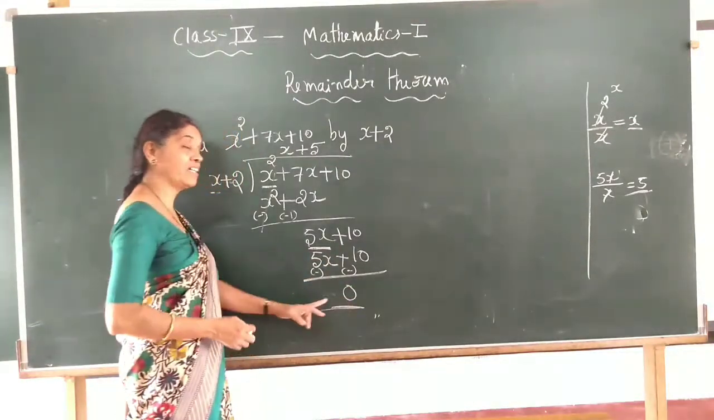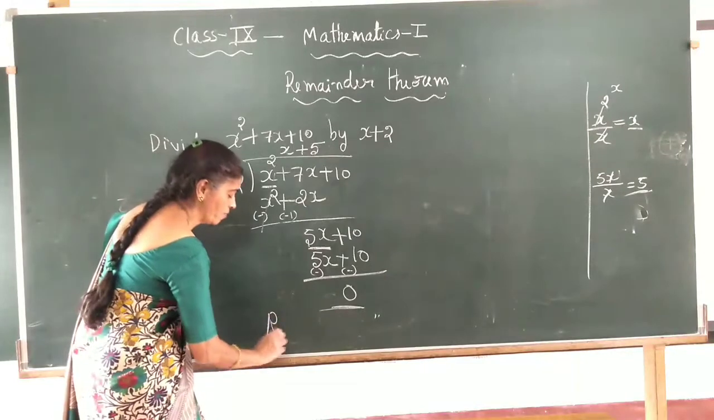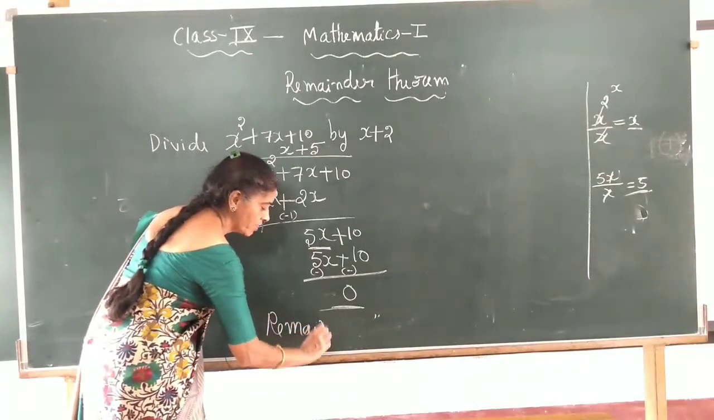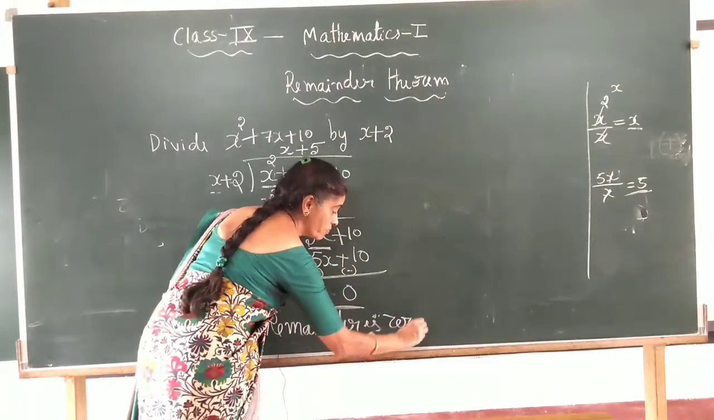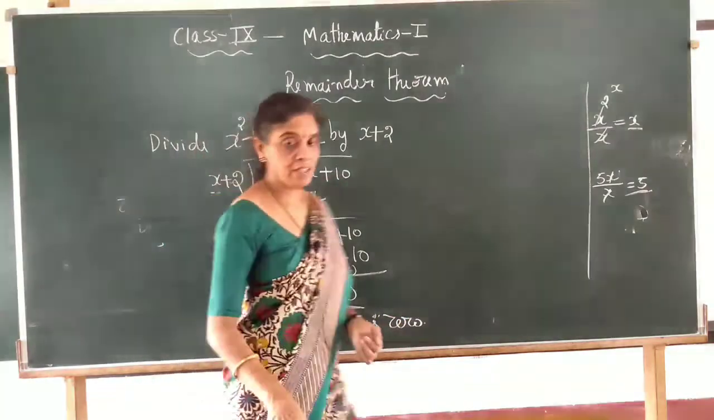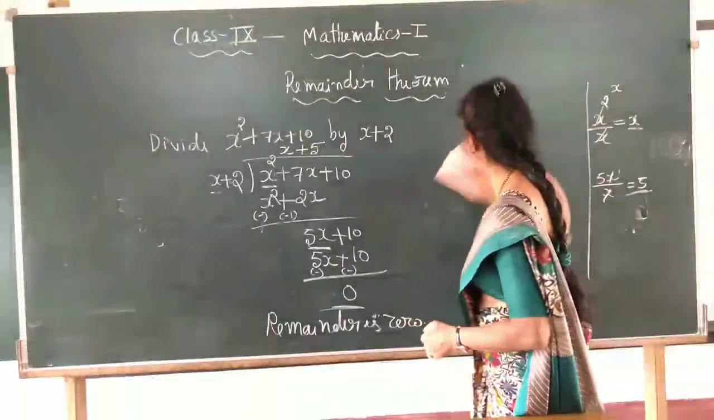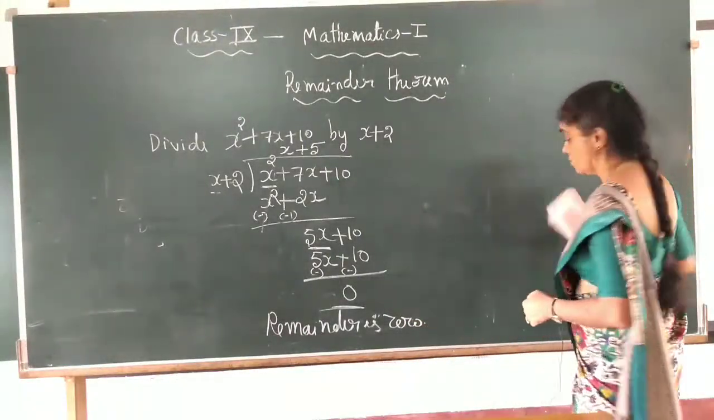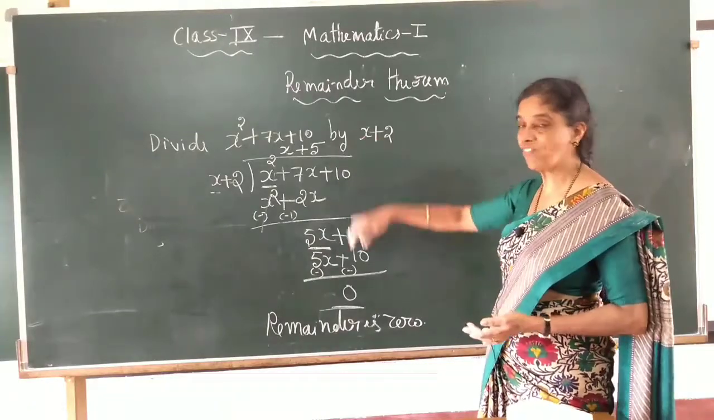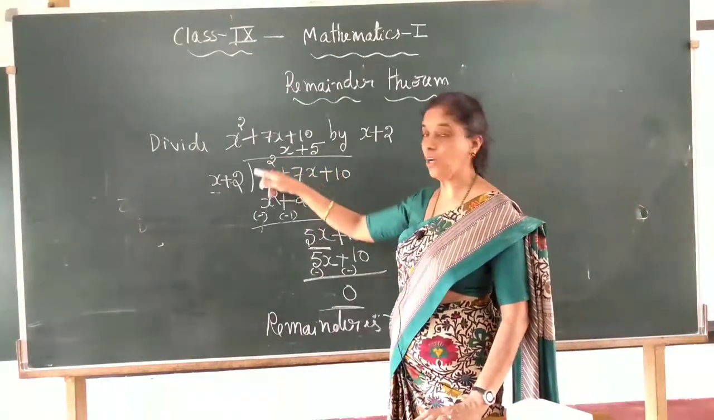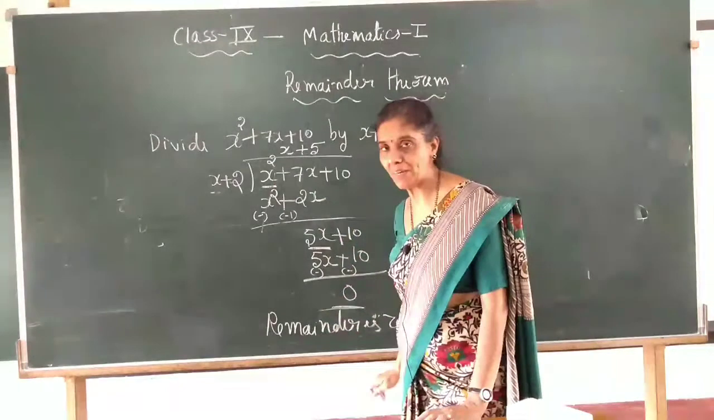Now what is the remainder here? Here the remainder is 0. Now apply this theorem, the remainder theorem. We should get the remainder as 0 in this case. Okay, it will completely divide. X plus 2 will divide the polynomial completely. So we got the remainder as 0.